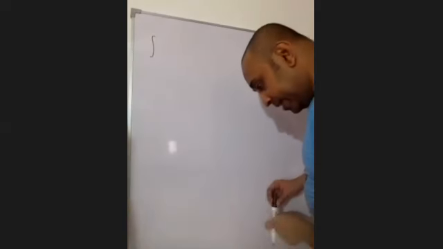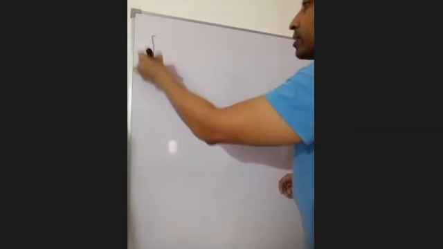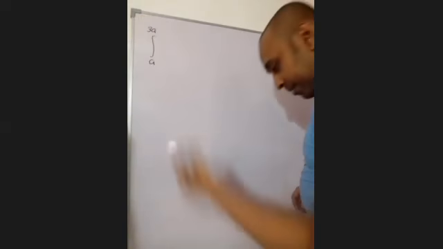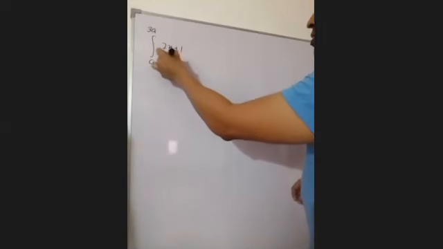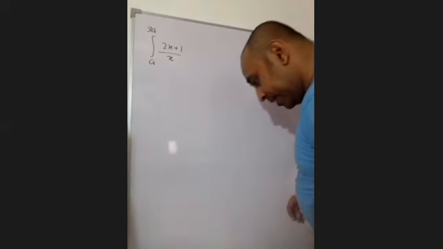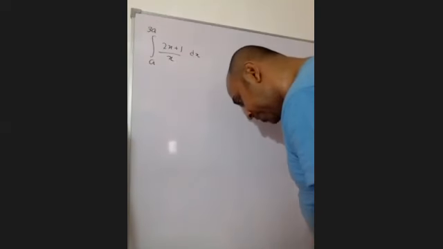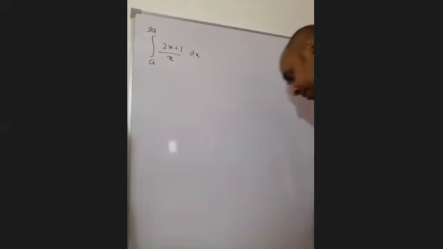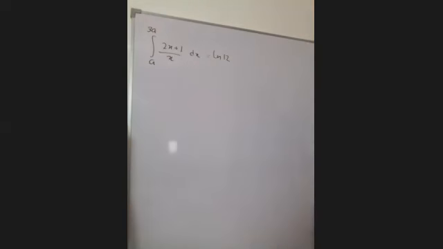The next example is to integrate from a to 3a, 2x plus 1 over x dx. The question is given that a is a positive constant, where this integral is equal to ln 12, find the value of a. It's given by ln 12. We need to find the value for a. Let's see how to do this question.